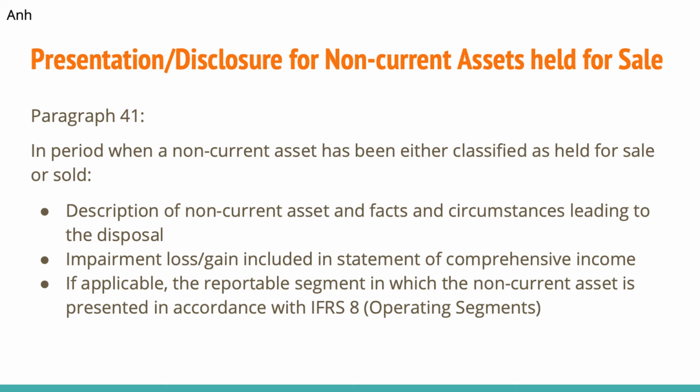According to paragraph 41, in a period when a non-current asset has been either classified as held for sale or sold, the company is required to give a description of the non-current asset and the facts and circumstances leading to the disposal, the impairment loss or gain included in the statement of comprehensive income, and, if applicable, the reportable segment in which the non-current asset is presented in accordance with IFRS 8 Operating Segments.